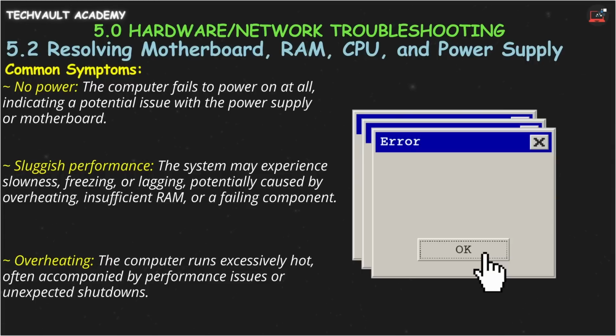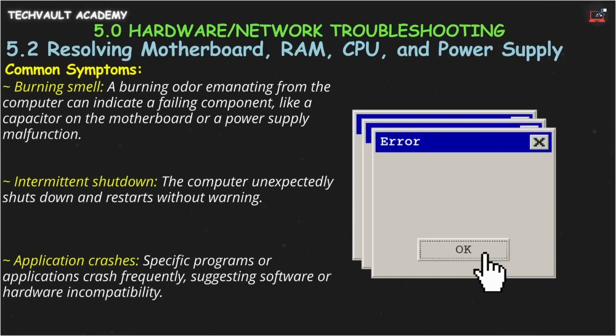Overheating. The computer runs excessively hot, often accompanied by performance issues or unexpected shutdowns. Burning smell. A burning odor emanating from the computer can indicate a failing component, like a capacitor on the motherboard or a power supply malfunction. Intermittent shutdown. The computer unexpectedly shuts down and restarts without warning. Application crashes. Specific programs or applications crash frequently, suggesting software or hardware incompatibility.